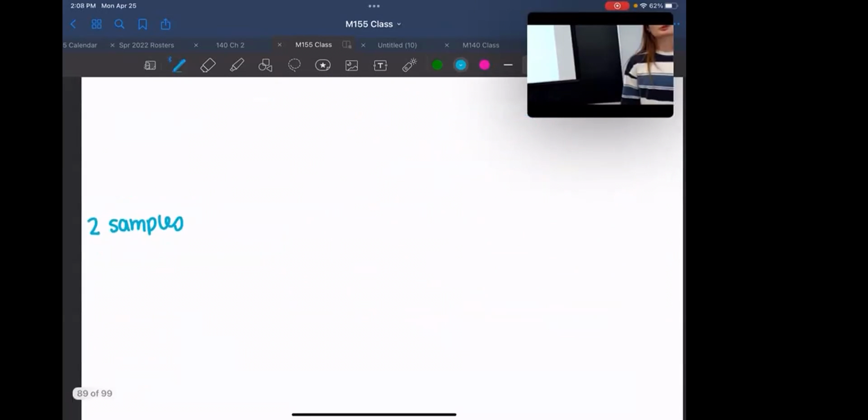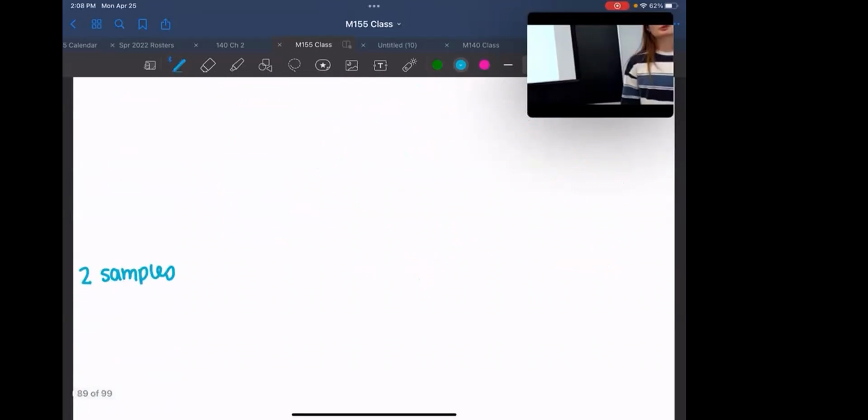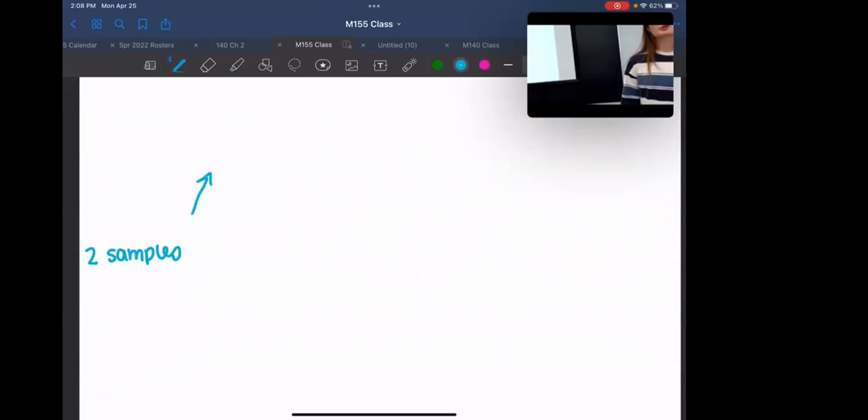So two samples. Before, we talked about the assumptions, n being bigger than 30 or the population being normal. Two sample tests had us think about independent versus paired, right? We took the samples and asked, do they depend on each other or do they not? Okay, so we had independent samples. We also had paired samples.